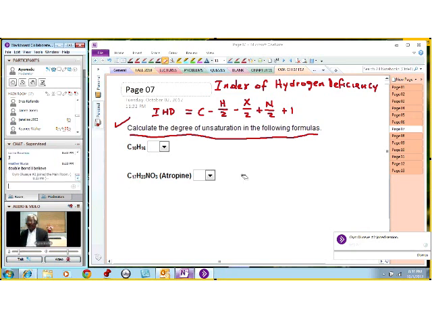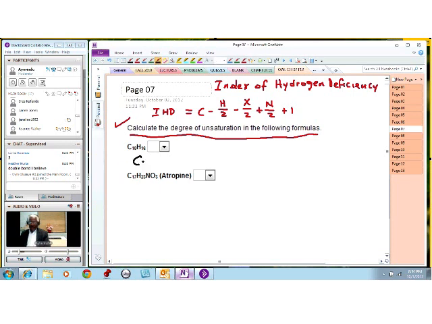Okay, so now, this is the formula they've given us, C10H16. So let us use this formula here. Therefore we say IHD equals 10 for the number of carbon atoms, minus 16 divided by 2, that is 8.